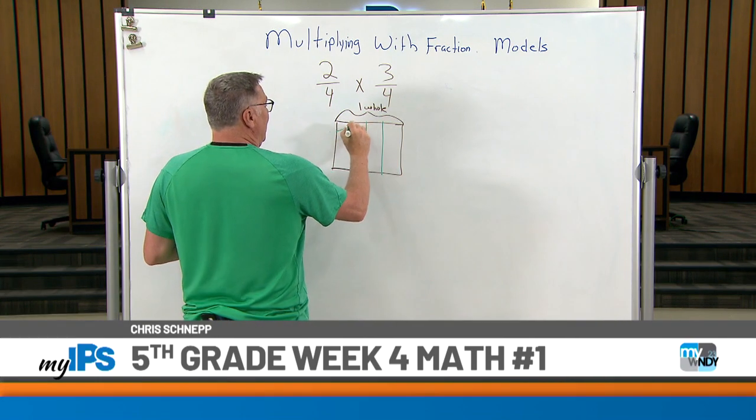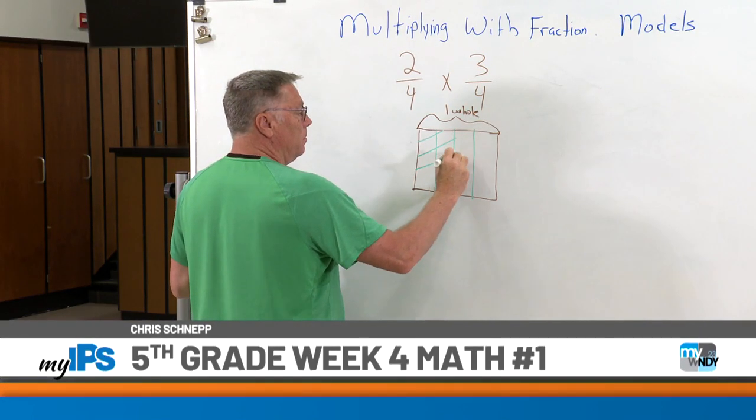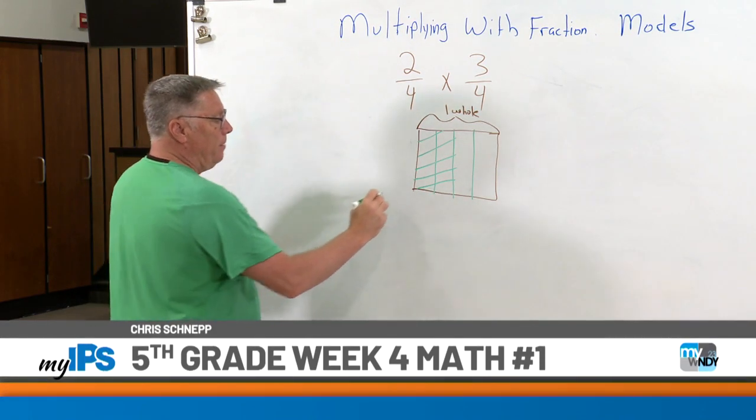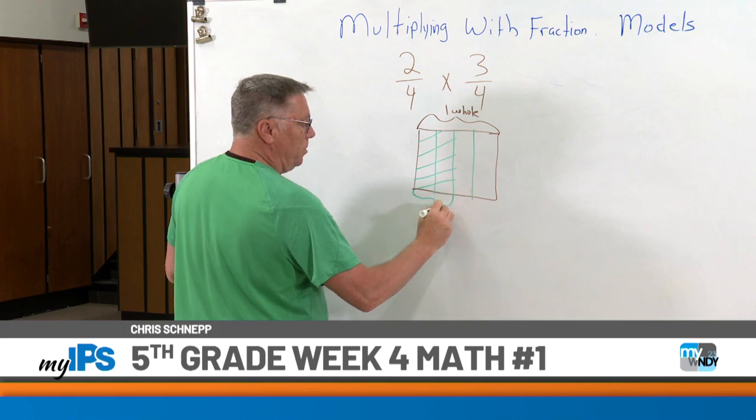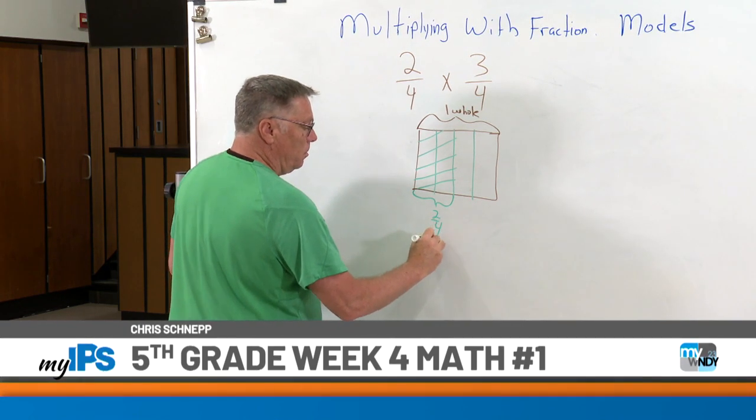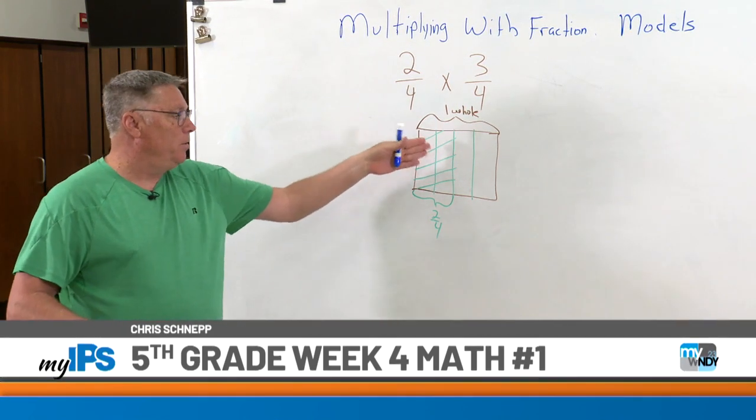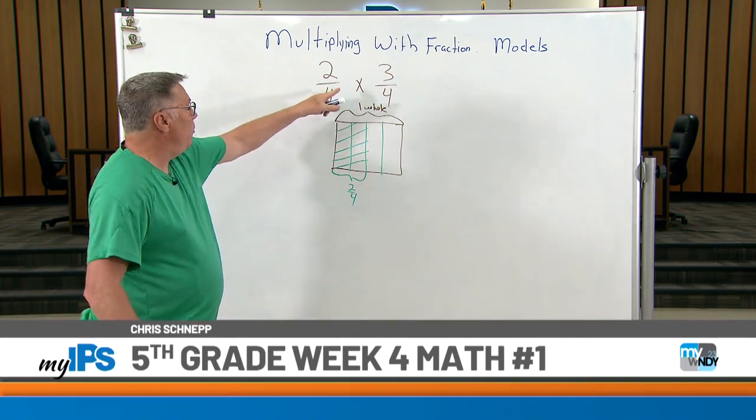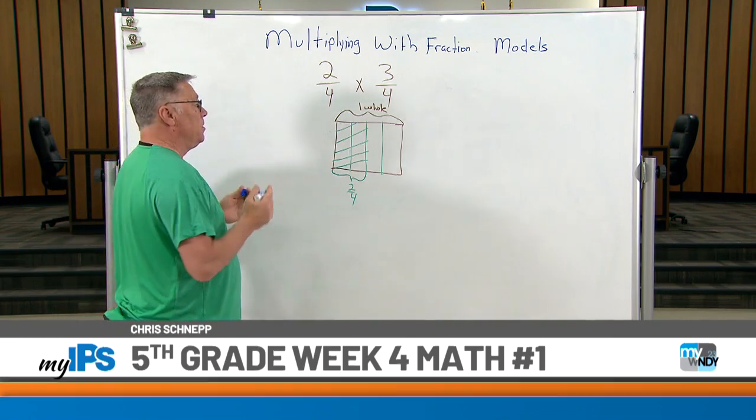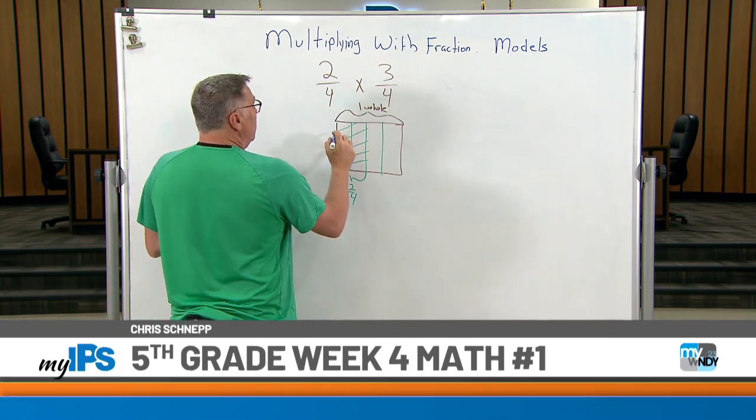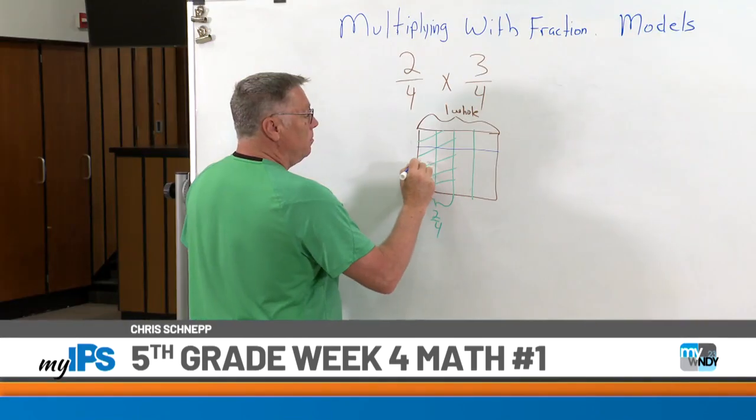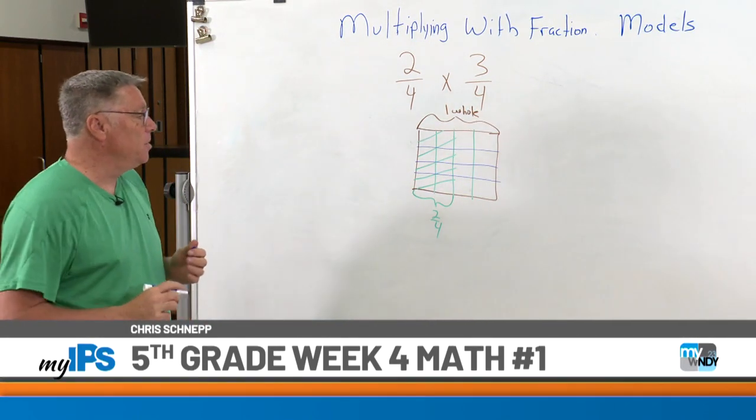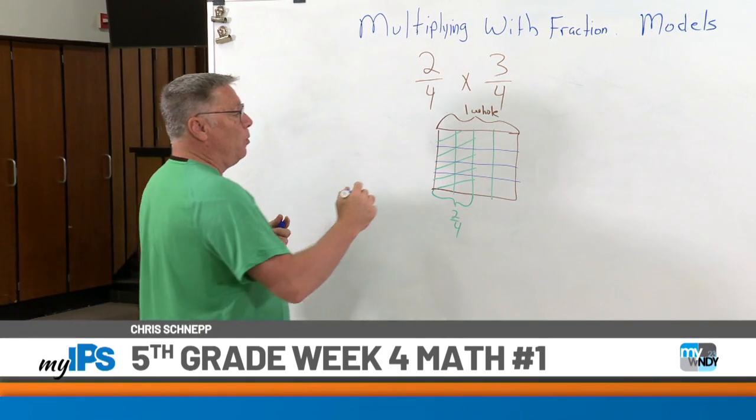Right, and we're going to shade 2/4. Okay, so we go this direction. We have 2/4 shaded, 1, 2. All right, and then we're going to multiply the 2/4 by 3/4. So now with horizontal lines, we're going to go the other direction and divide it into fourths. And we're going to shade 3/4 now.